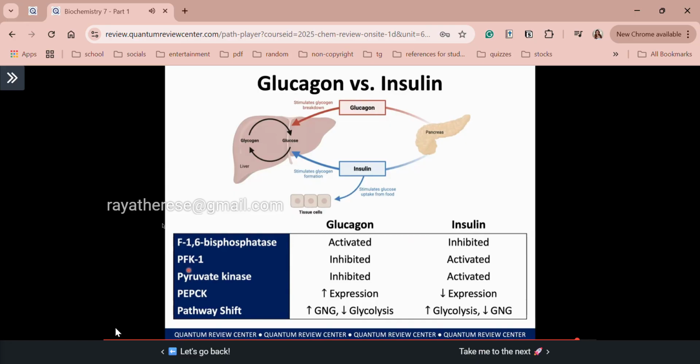All right, so PFK1, remember class, this is the enzyme that is bypassed by your fructose 1,6 bisphosphatase. That's why nagkaroon lang tayo ng reversal ng inhibition and activation. So glucagon inhibits glucose uptake via your PFK1. And insulin will activate PFK1 because again, this is towards glucose uptake.